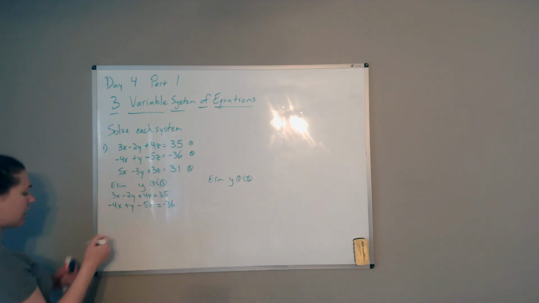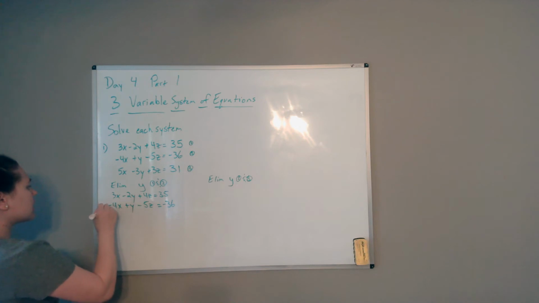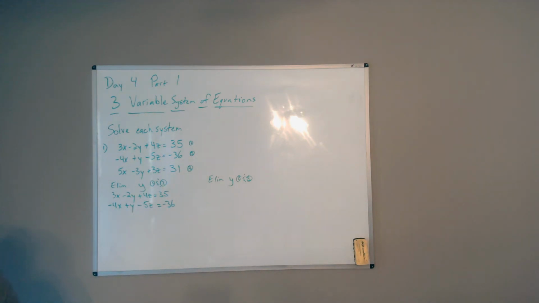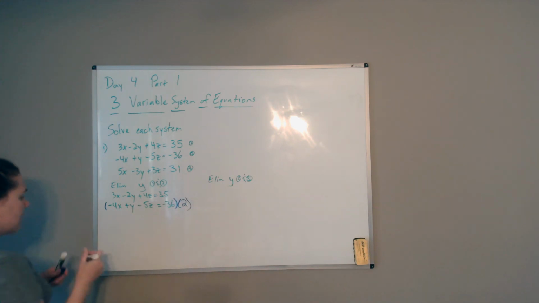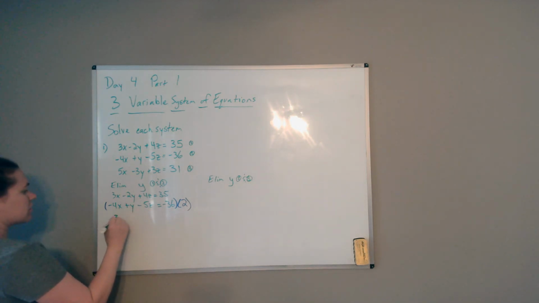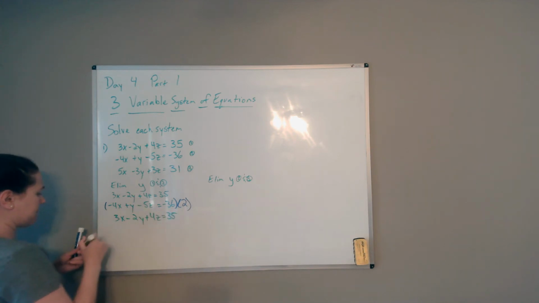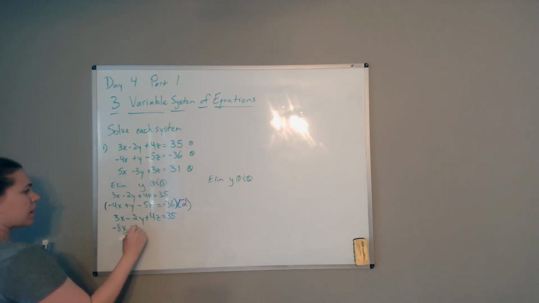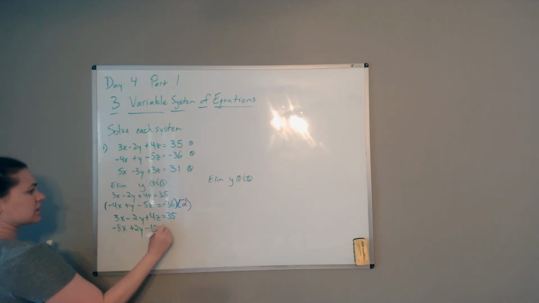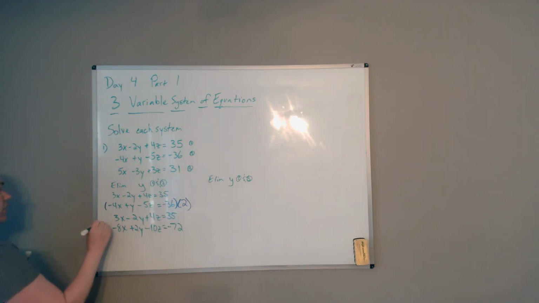So we need to eliminate y in this system, so I'm going to use elimination, and I'm going to multiply this second equation by positive 2, and then I won't have to do anything with the first equation. So I'm going to rewrite the first equation. It's 3x minus 2y plus 4z equals 35. Second equation is negative 8x plus 2y minus 10z equals, now negative 36 times 2, negative 72.